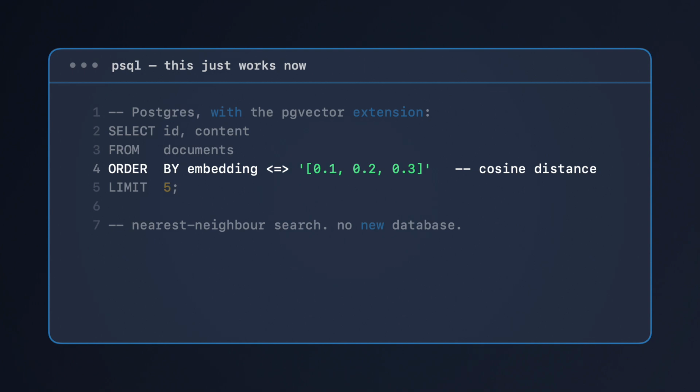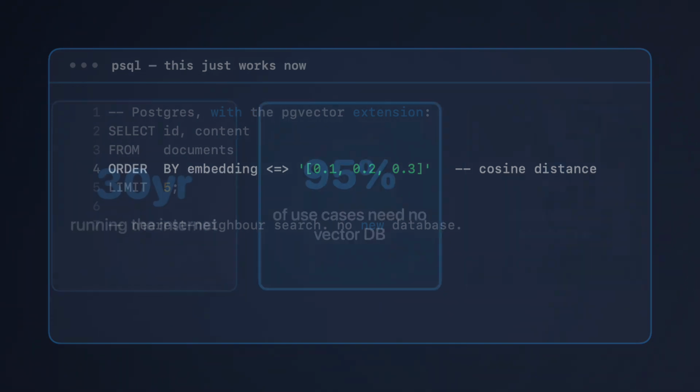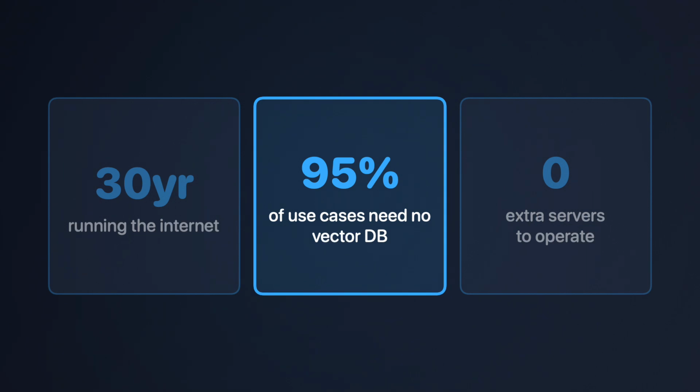Look at this query. That little arrow operator is cosine distance. This is a full nearest neighbor search, ranking rows by how close their embeddings are to your query, running inside the same Postgres you already use for everything else. No new server, no new database to operate. This is really a story about data gravity, the simple idea that it's far easier to move your computation to your data than to drag your data across the network to some other system.